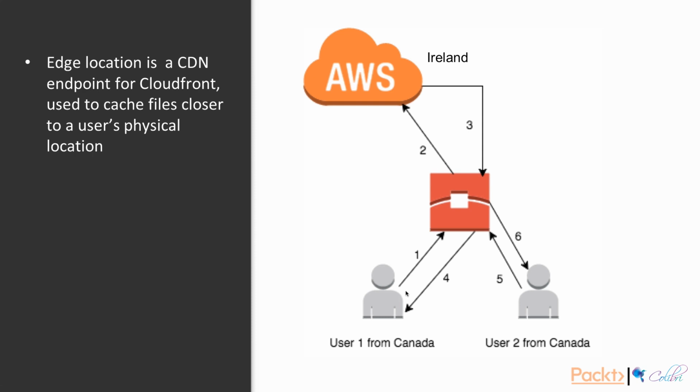and then send it off to the user from Canada. Next, when the second user from Canada in a very similar physical location as the first user is going to come and ask for the same object, the edge location is going to look at its cache, see that the object is present, and not go to the Ireland region, and instead actually deliver the object directly to the user. This ensures low latency for the second and third and fourth and so on user that is going to come and request the same object.